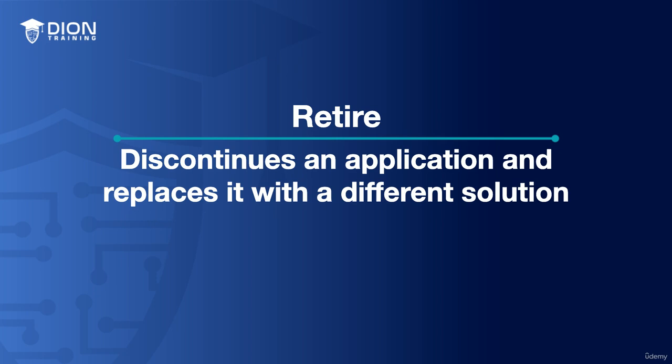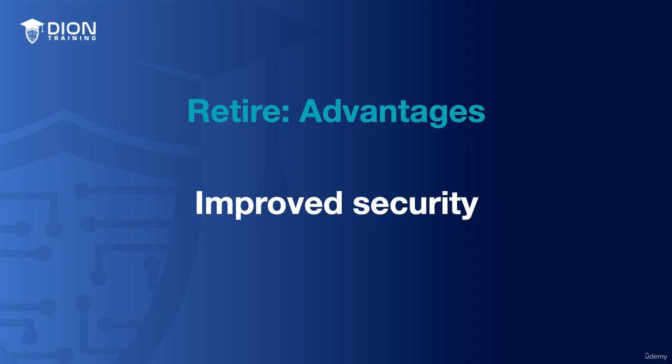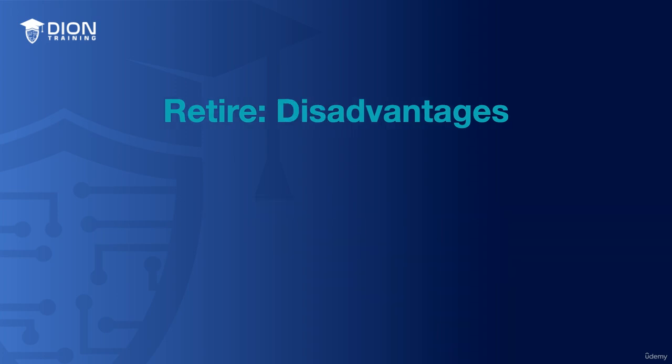Fifth, we have retire. Retiring involves discontinuing an existing application and replacing it with a different solution, or simply discontinuing the use of the old product and not replacing it with a new one. This type of migration can be a good option for organizations that have outdated or unsupported applications that are no longer necessary. Retiring can result in improved security, as it eliminates the risk posed by outdated or unsupported applications. Retiring can also result in cost savings, as organizations can eliminate the cost associated with maintaining and supporting outdated or unsupported applications. There are a few disadvantages of using retirement as your migration strategy.